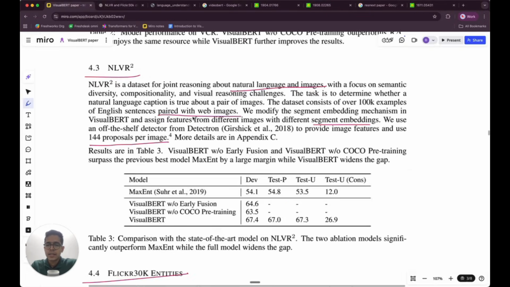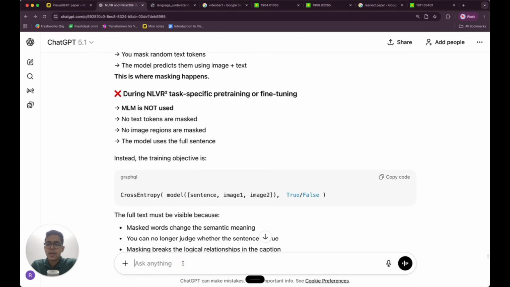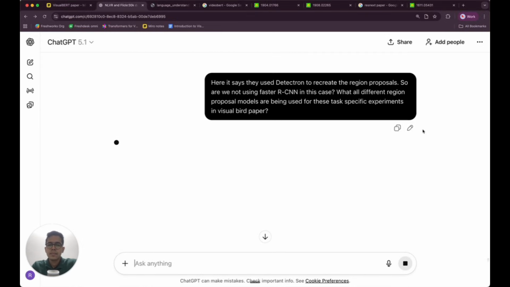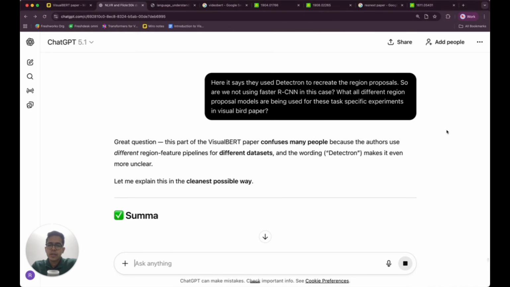Now my question is, here it says they use Detectron to create the region proposals. So are we not using Faster RCNN in this case? What all different region proposal models are being used for these task-specific experiments in the VisualBERT paper? I think in BERT pre-training, they use Faster RCNN.